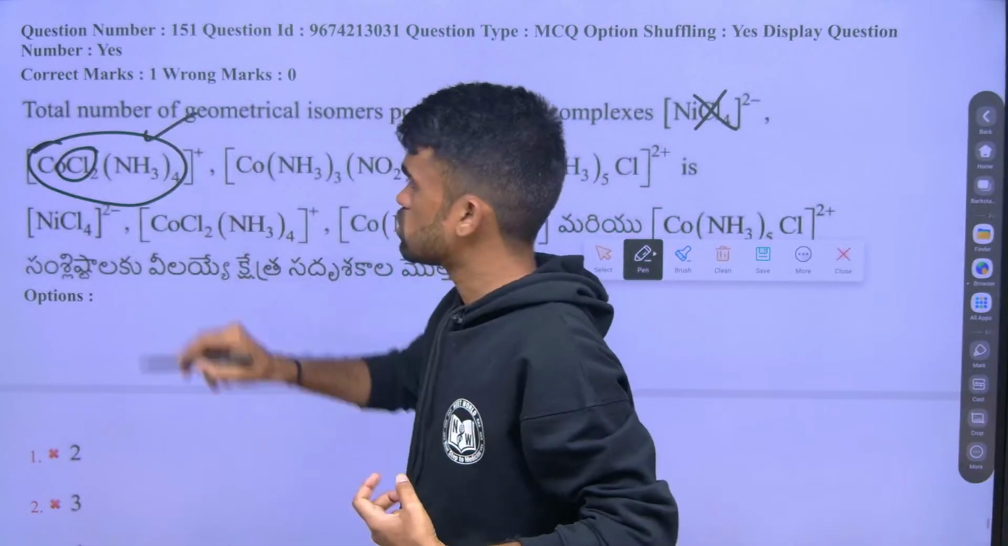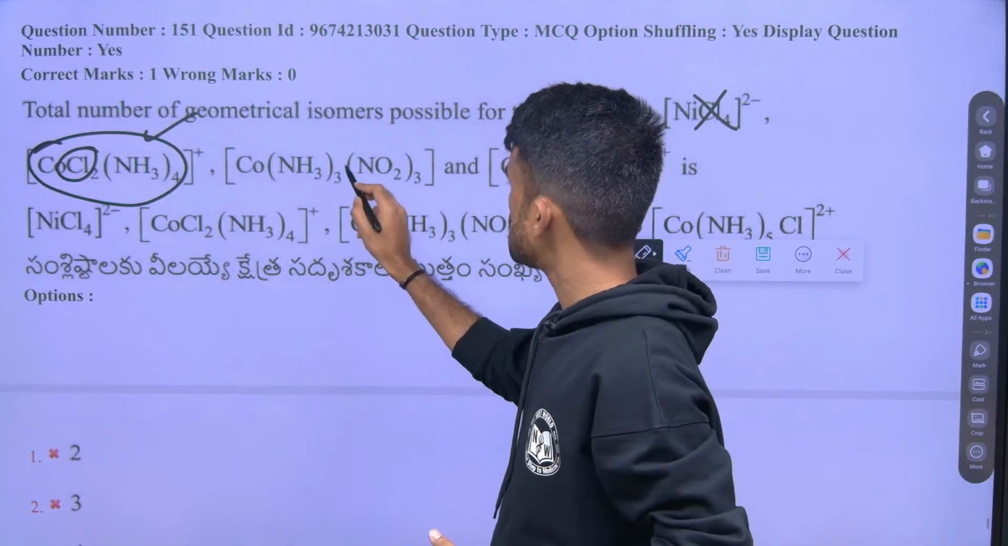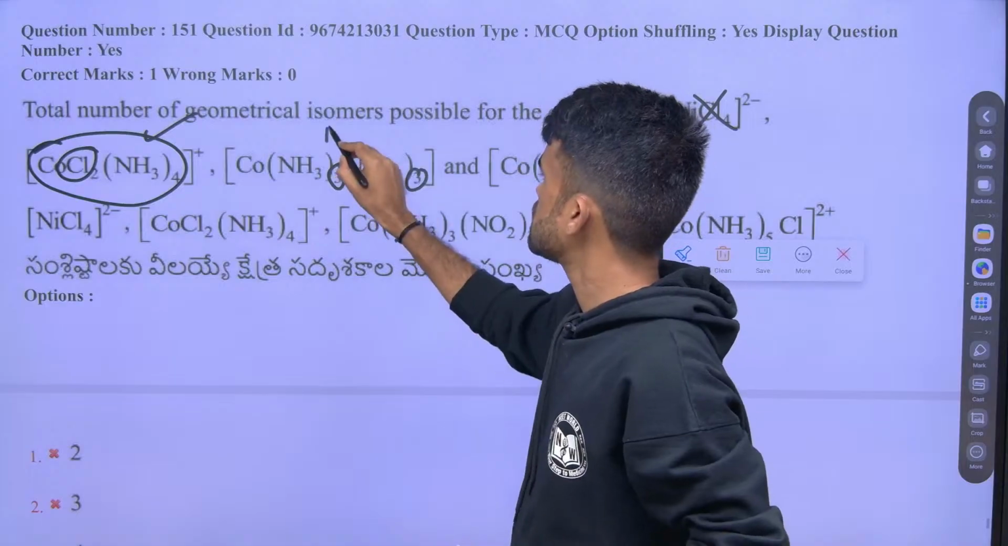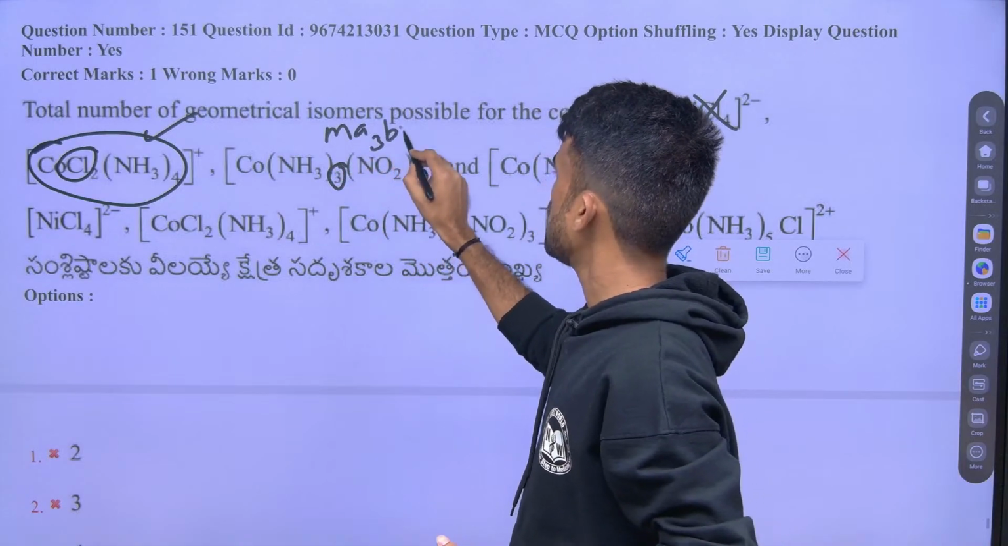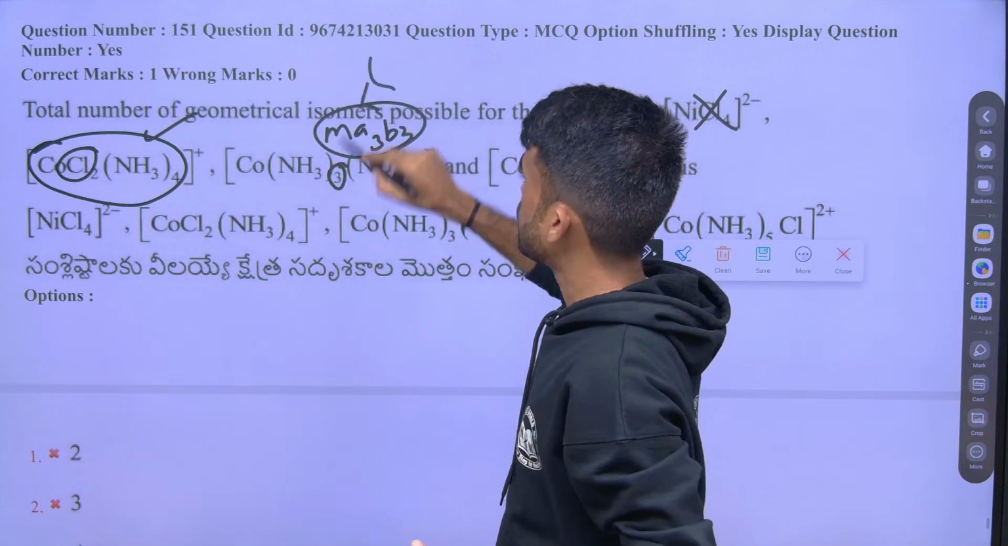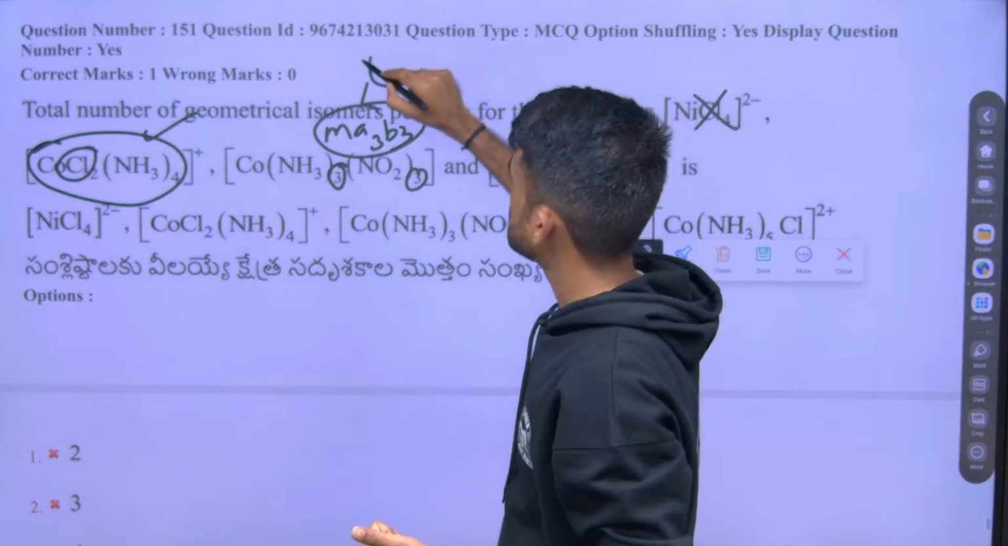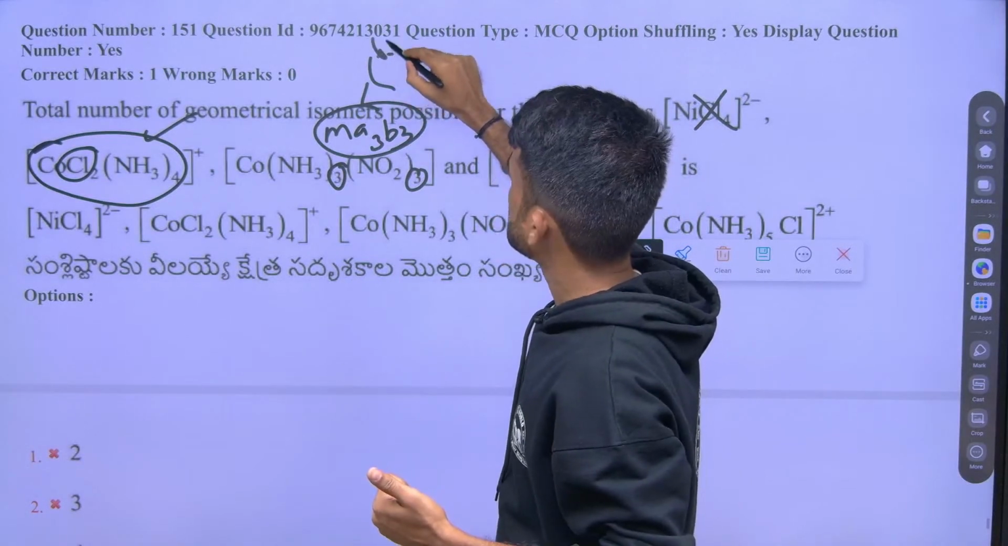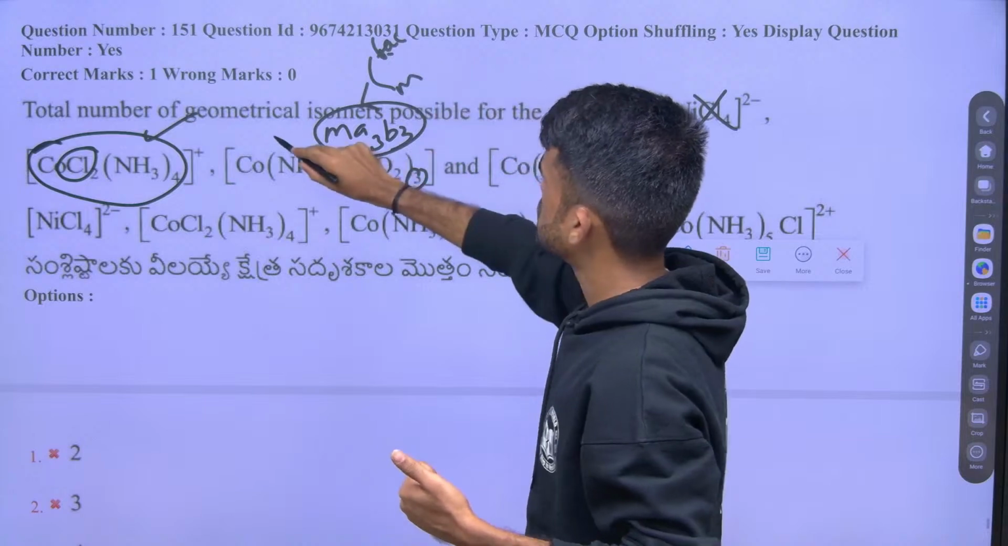So cis-trans isomerism exists in this one, and here also three are there. So this is Ma3B3 type. Ma3B3 means we have two types of geometrical isomers: one is facial, another one is meridional. So this is also possible.